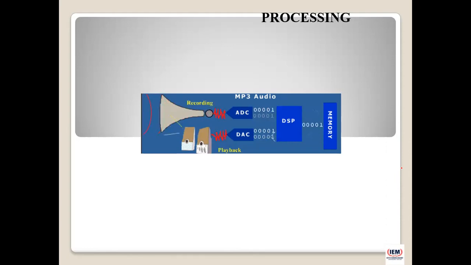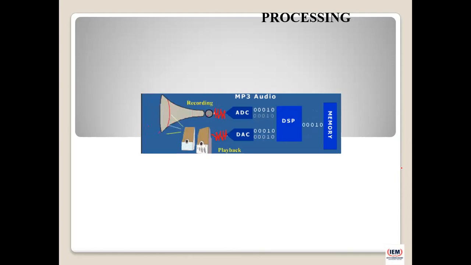This is not a general purpose processor. Whatever we learned last semester, that is a general purpose processor, like 8085, 8086, ARM processor. But this is a specific processor, or special type of processor, which is associated with digital signal processing. So now we are coming to this slide.